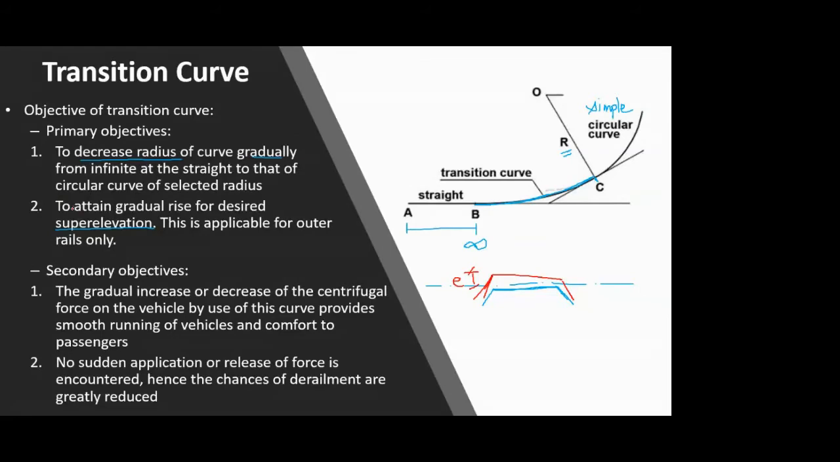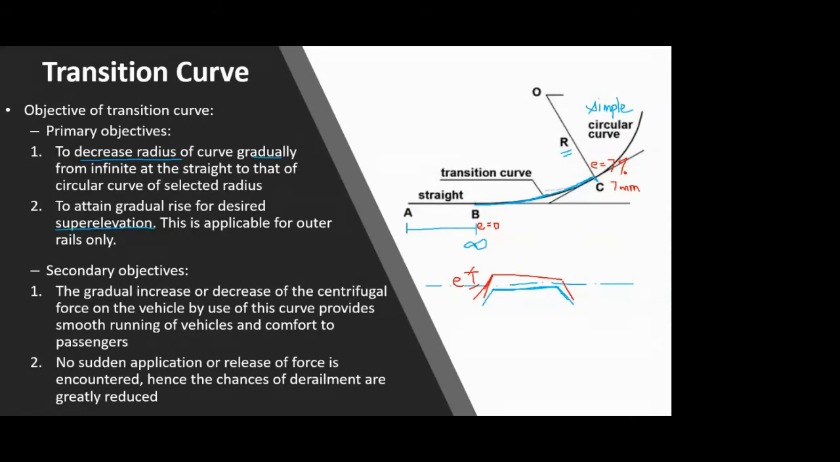So that is the second primary objective of your transition curve, that from no superelevation to a superelevation of E. So at this point B, there is no superelevation or E is equal to 0. And at this point C, the superelevation is of some value. Okay. Suppose it's 7%. So from 0 to 7%, or if I say 7 mm, okay, the rise is 7 mm, but superelevation is also denoted in percentage.